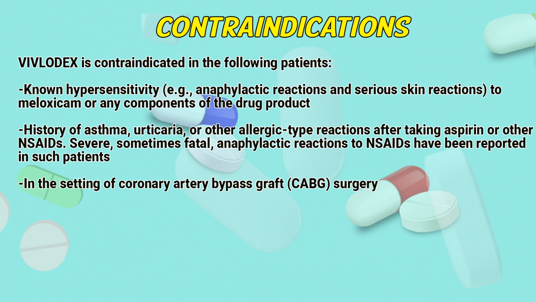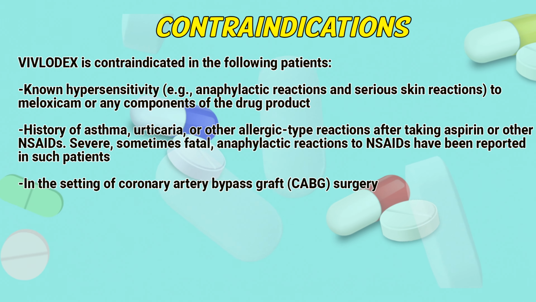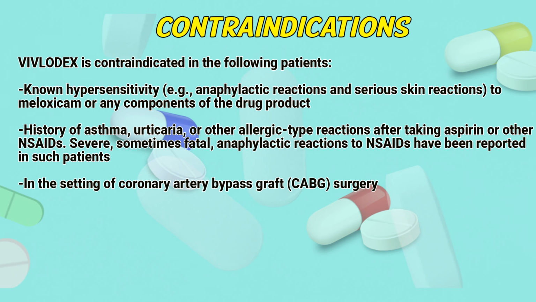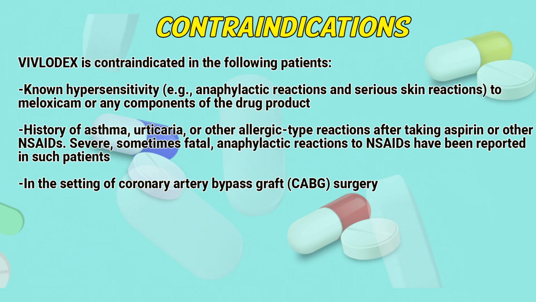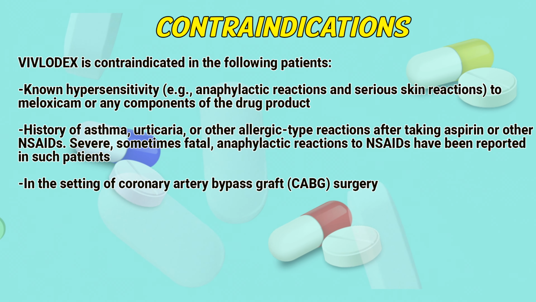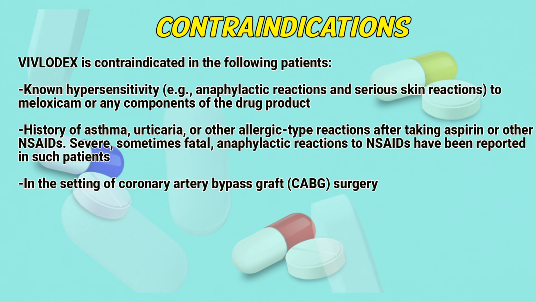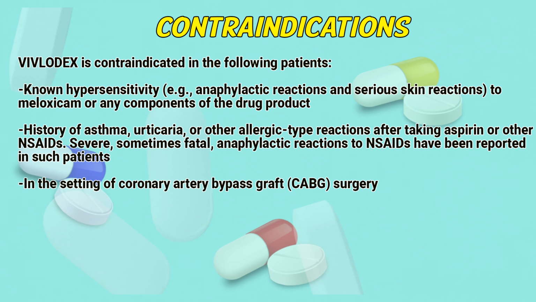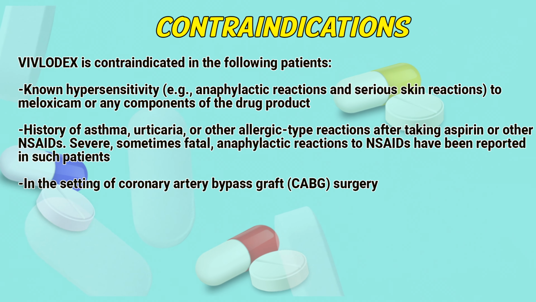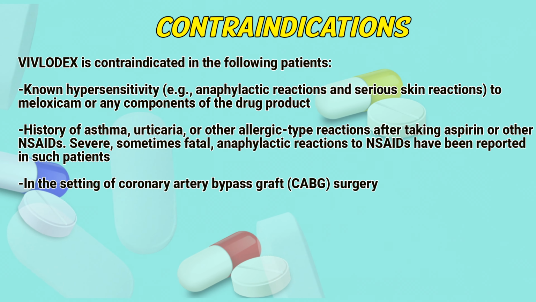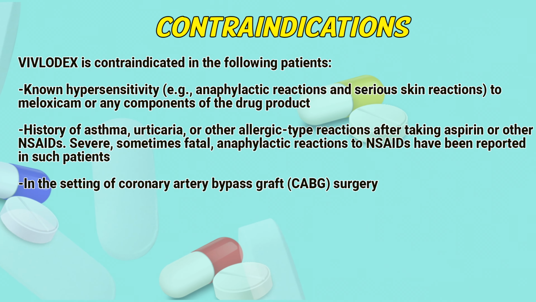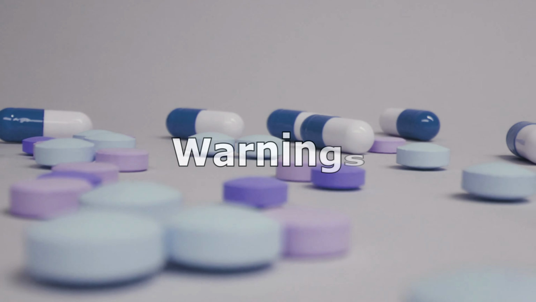Contraindications. Vivlodex is contraindicated in the following patients: known hypersensitivity, e.g. anaphylactic reactions and serious skin reactions to Meloxicam or any components of the drug product. History of asthma, urticaria, or other allergic type reactions after taking aspirin or other NSAIDs. Severe, sometimes fatal, anaphylactic reactions to NSAIDs have been reported in such patients in the setting of coronary artery bypass graft surgery.